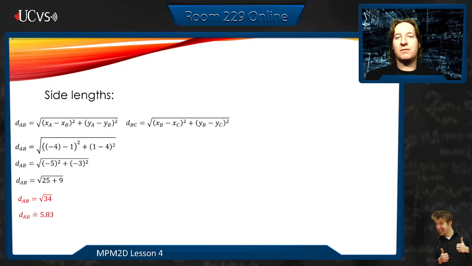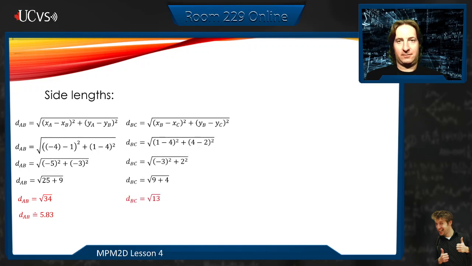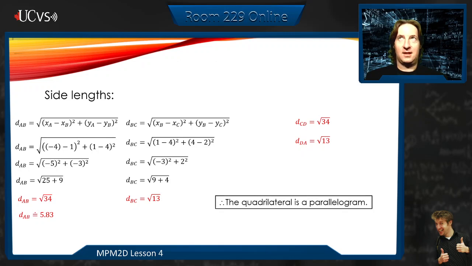I'd like you, when you do this work, to leave the answer as an exact value. Like for example, the distance BC, once you plug in all the numbers, we get root 13. Now, if we do the same thing for CD and DA, we have 2 pairs of side lengths, root 34 and root 13. So that tells us, since there were 2 pairs of parallel lines, no 90-degree angles, and 2 different side lengths, our quadrilateral ABCD is a parallelogram.